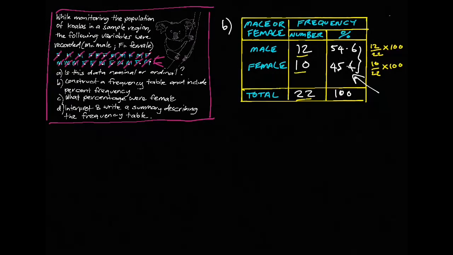Now I missed part A, let's go back to that. So is the data nominal or ordinal? This is the data, the variable here that they're talking about, male, female. Is it nominal or ordinal? Now you can categorize the data in terms of male or female, but you can't order it in any way. So that means it's nominal data.